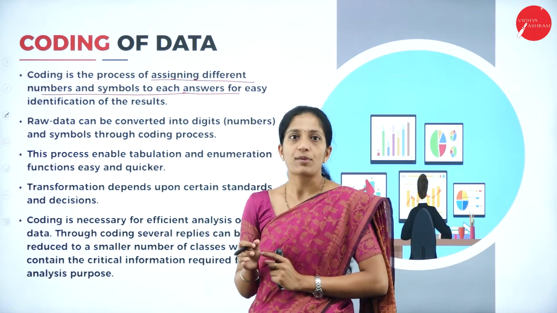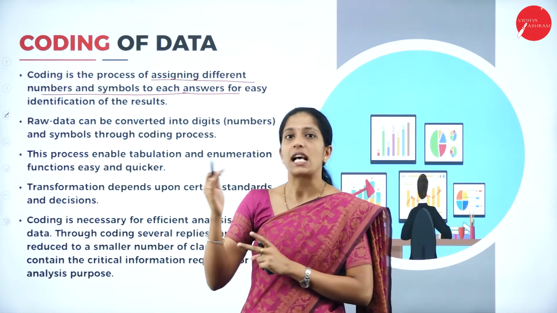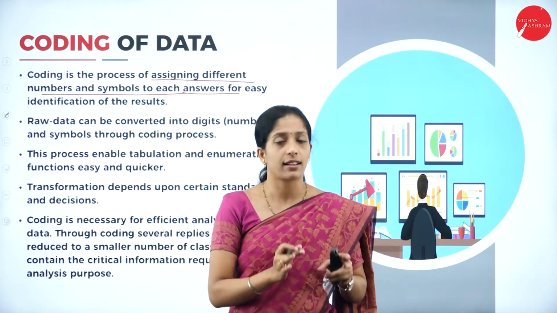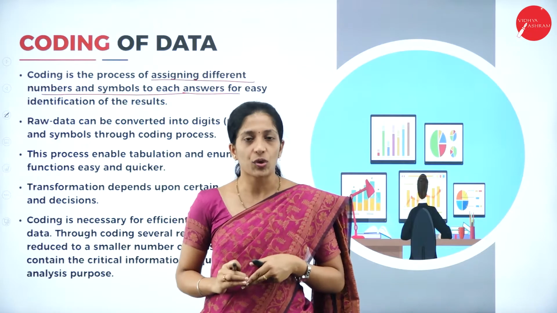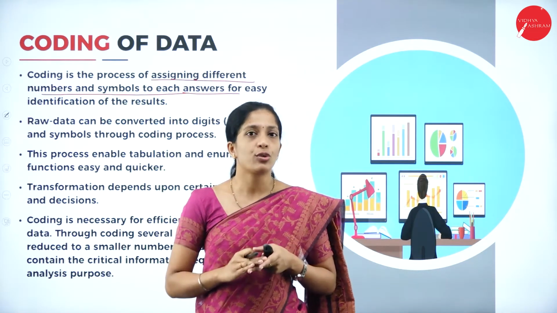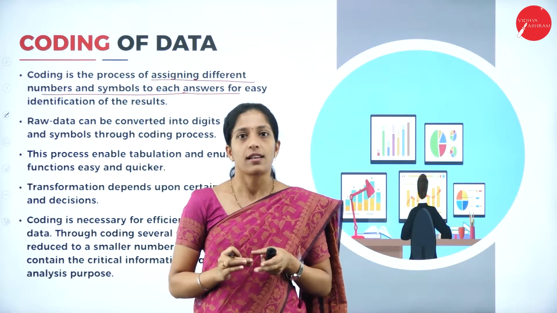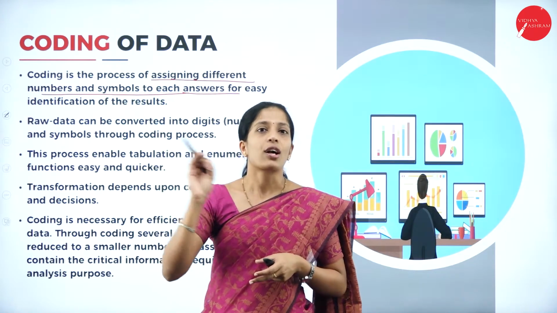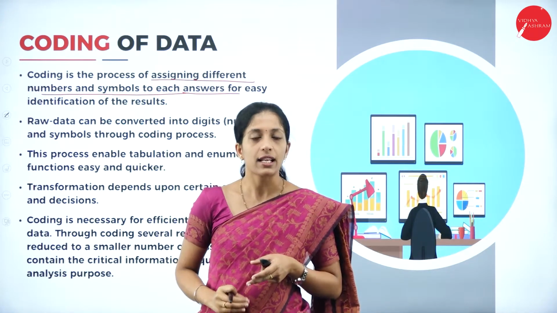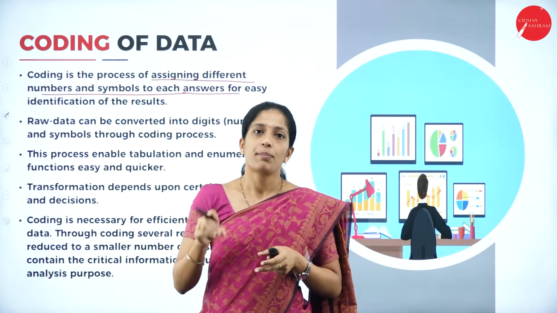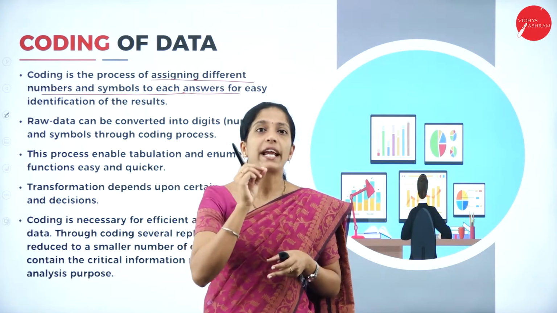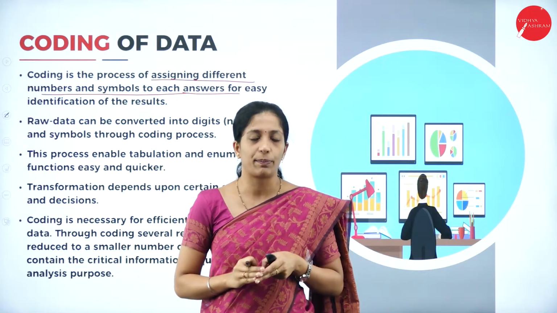There are two types of coding: pre-coding as well as post-coding. What do I mean by pre-coding? That is the coding we make before collecting the data. Normally we do this pre-coding in questionnaires. Suppose we record all the questions in terms of serial numbers 1, 2, 3, 4, correct? And all the options may be written in the form of symbols, or in the form of A, B, C, D, or any bullets will be used.